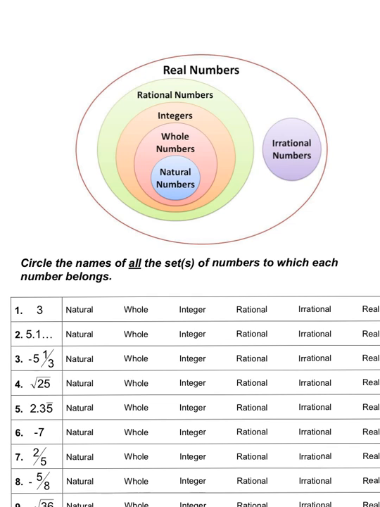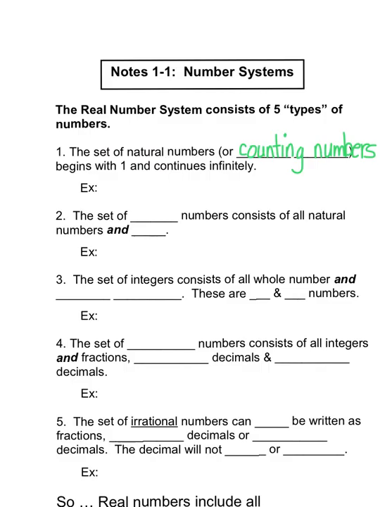Go back to page 1 of your notes. The real number system consists of 5 types of numbers. This is hard for 8th graders to remember the types, so I'm going to give you some tricks to help you remember these types. The most exclusive type is the set of natural numbers or counting numbers. It begins with 1 and continues infinitely. That means forever and ever.